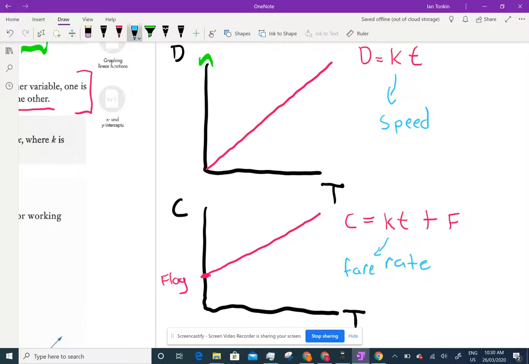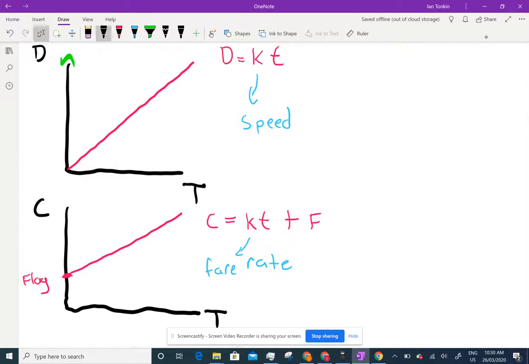Did I spell that correctly? I'm pretty sure I did. Now, there are all sorts of other situations you can do.